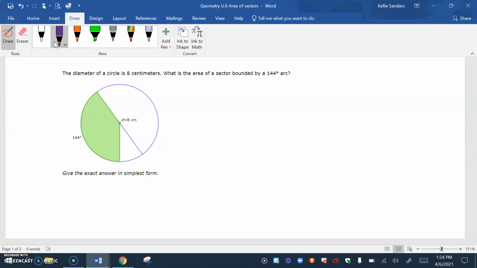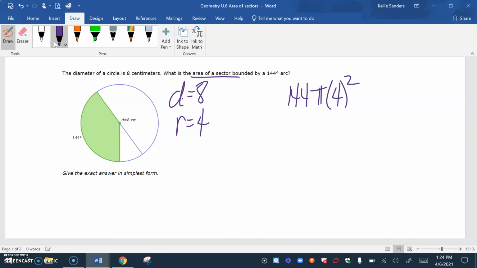So, the diameter of a circle is 8. If the diameter is 8, then we need to know the radius, which would be 4. Find the area of the sector bounded by 144 degrees. So we have 144 times pi times 4 squared all over 360. 144 pi times 16 over 360. I know 4 goes into both of those.